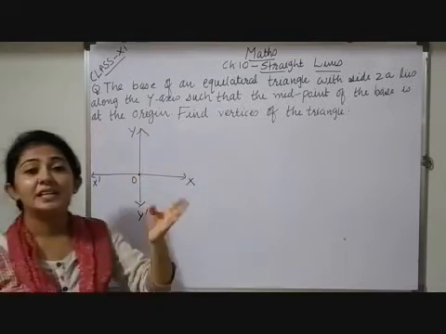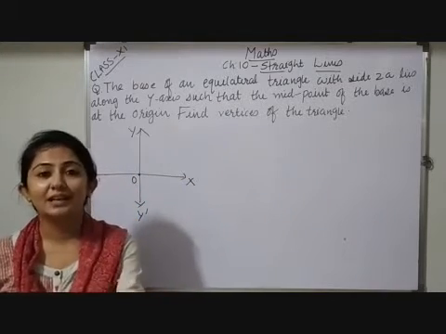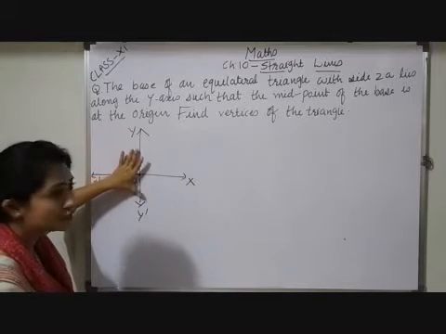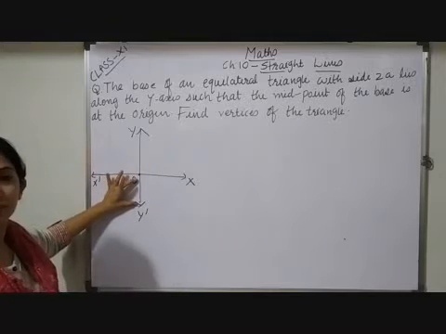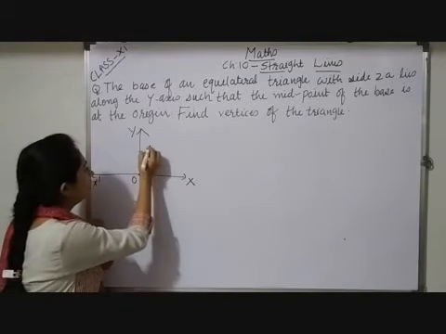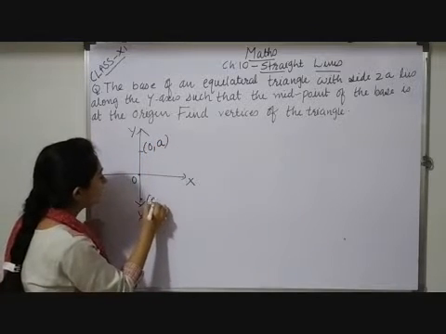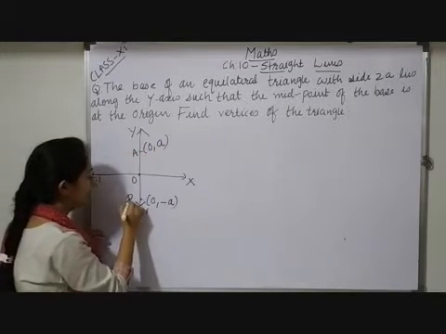Now observe, the base of the triangle is lying on the y-axis and the length of the side is given as 2a. It means the whole length is 2a, so a distance will be here and a distance will be here. So here your coordinate will be (0, a) and this coordinate will be (0, minus a). Let me give the names A and B.